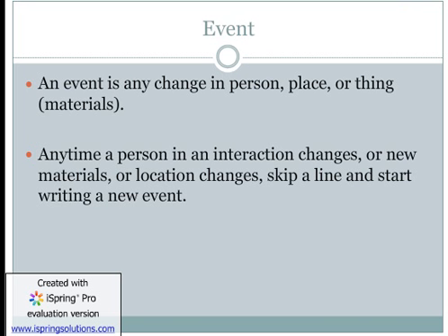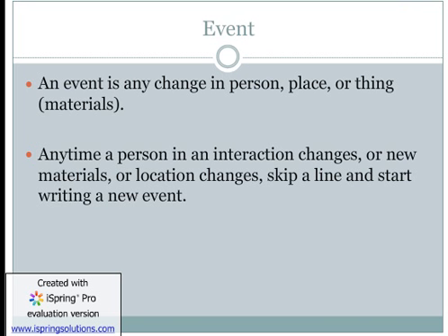Or if another child joins them, that would also be a change in person, so you would begin another event. Or if they get up and move to the sand table, that would be a change in location or place, so that would start a new event. Anytime a person or an interaction changes, or there's new material or new locations, skip a line in your notebook and start writing a new event.